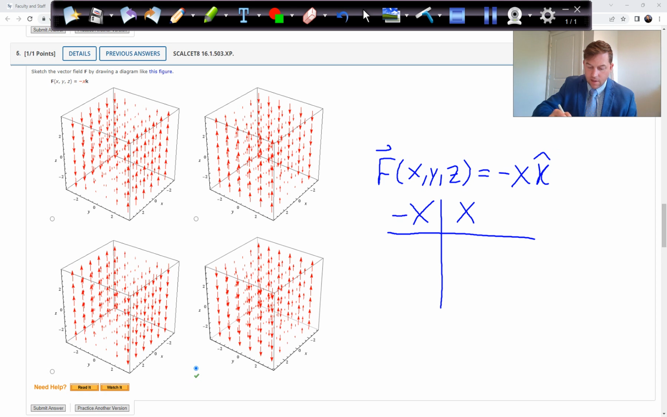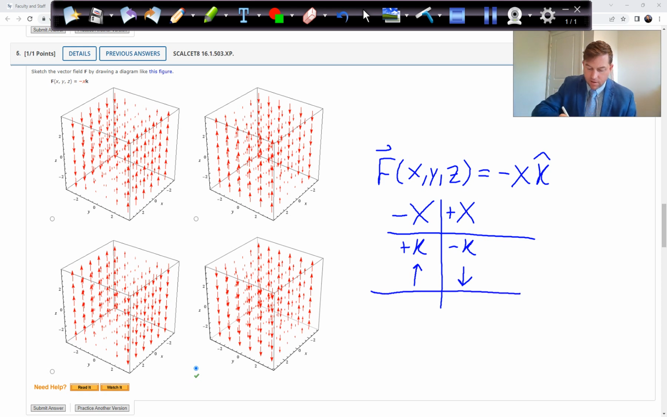When we have negative x, it's going to be negative x, so we're going to get positive k. And when x is positive, it's negative of a positive number, which is negative k. So these arrows, when x is negative, are going to point up, and these arrows, when x is positive, will point down. And here's the thing. As x gets bigger, they're going to point more up or more down.